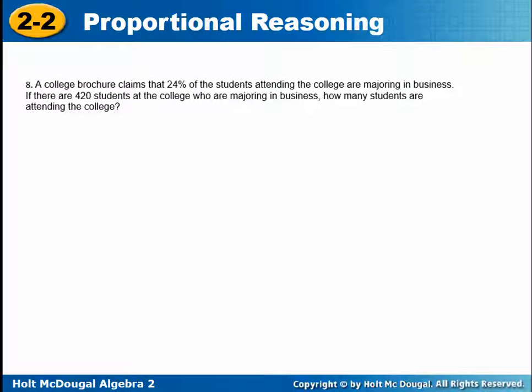Here's an example of a word problem that's on your worksheet. We have 24% of the students attending the college are majoring in business. If there are 420 students at the college who are majoring in business, how many students are attending? We're looking for the whole. That's our unknown. Our part is the 420. And of course our percent is 24%, or use 0.24 if you are doing the equation method.